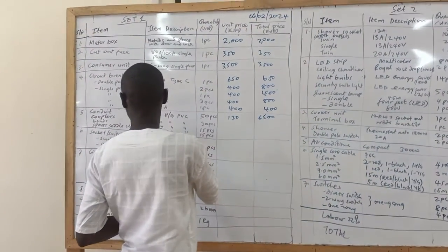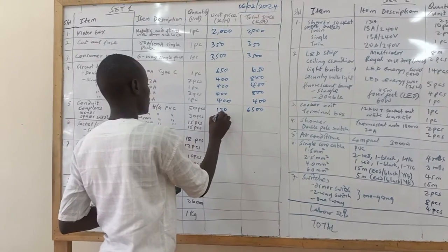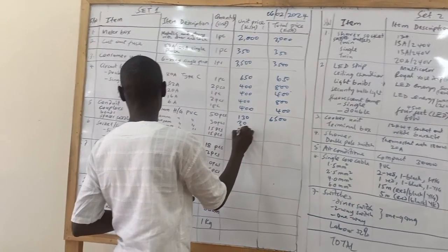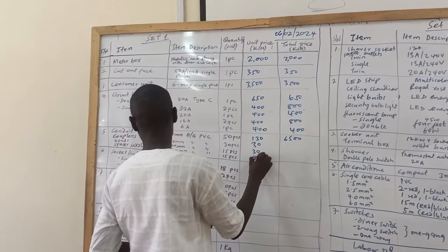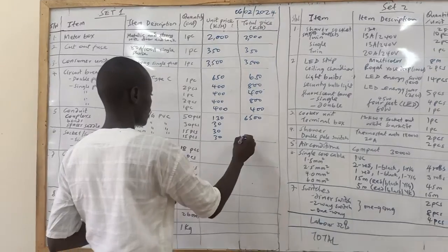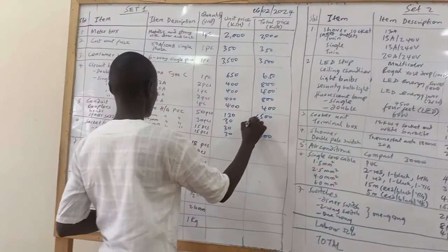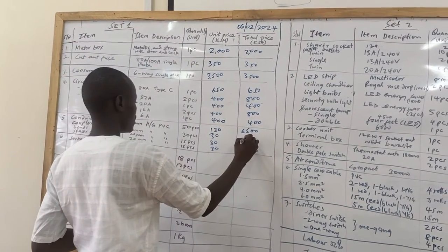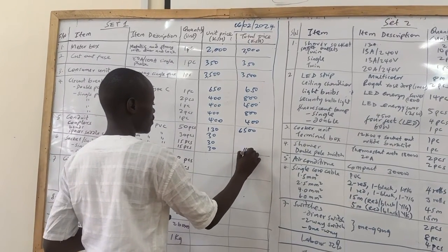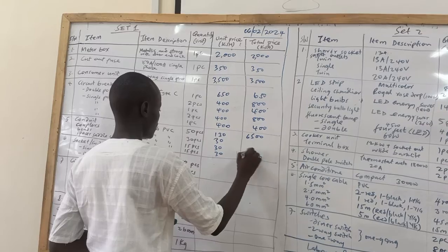Then couplers, these go for 30 shillings. This one also 30 shillings. 30 shillings. So you can see this one is 600. This one will be, this will be 45 and 50.